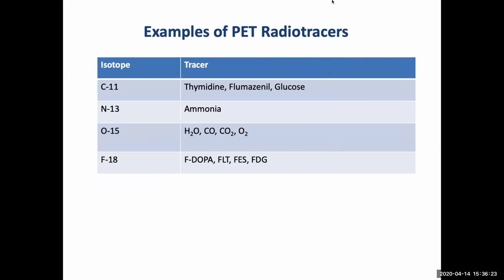All of these are examples of PET radiotracers, like carbon 11 labeled with another compound. The most common one is F18 with FDG, or DOPA, or FLT. This is what we use mainly in nuclear medicine: F18 with FDG.